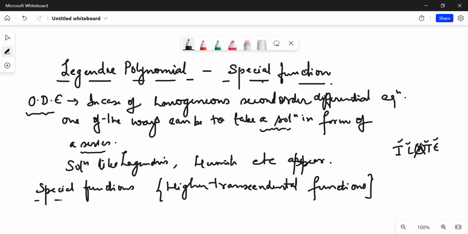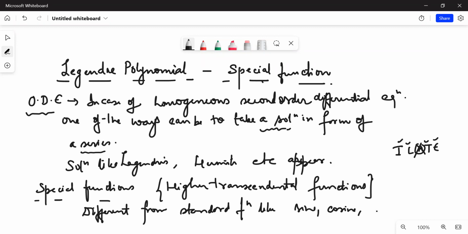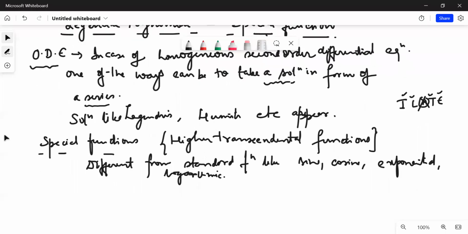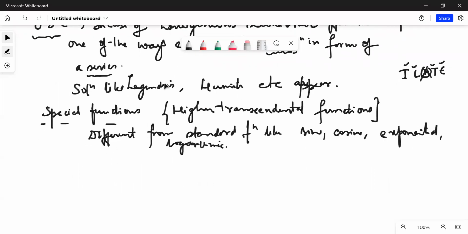And why are they special? Because of the difference that they have from the conventional, standard functions like sines and cosines and all those things. So in that sense they are special, and to us they're very special because in quite many problems they would occur. For example, the hydrogen atom. So mostly you'll find Legendre's polynomial occurring in many places.